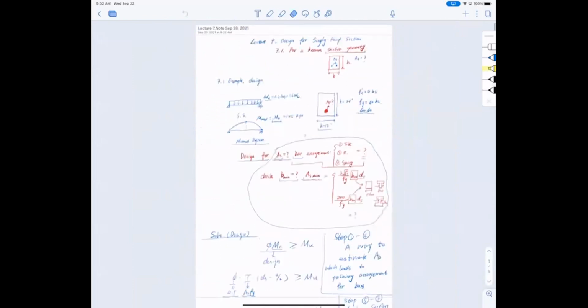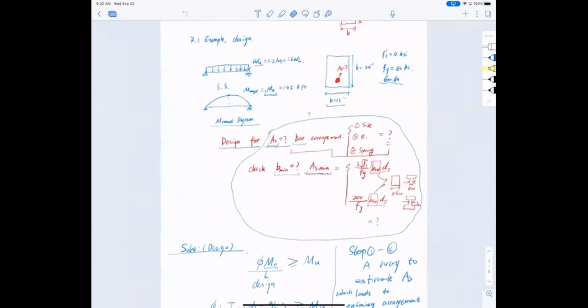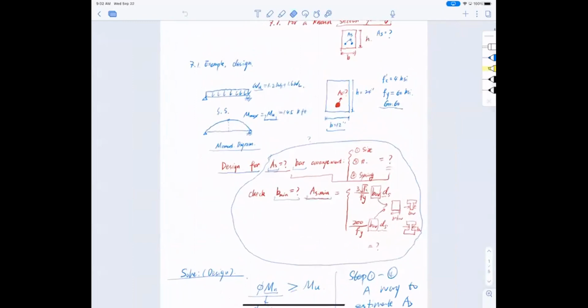What we have talked about so far are the analysis of singly reinforced sections and the analysis of doubly reinforced sections. What do we mean by analysis? Analysis means we know the section and we know the reinforcement, and we simply try to find the design capacity of the section, compare that to the required applied moment, and make sure the design has met the requirement. And then we move on to design.